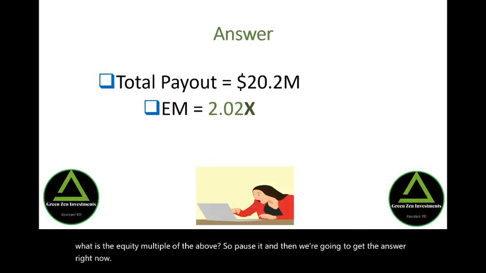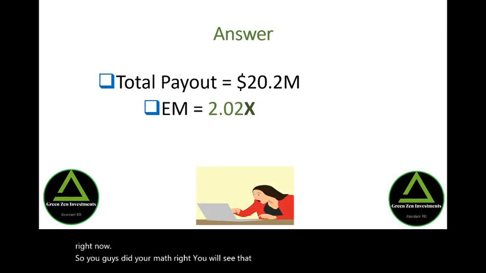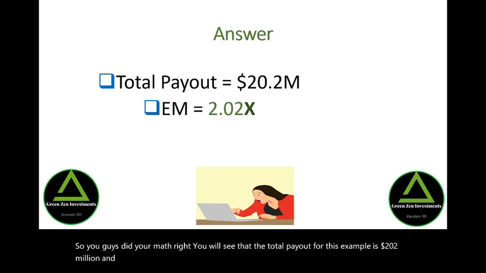If you guys did your math right, you will see that the total payout for this example is $20.2 million, and the equity multiple will be 2.02. Which means that for every dollar you invested, you would receive $2.02. Not bad, right?